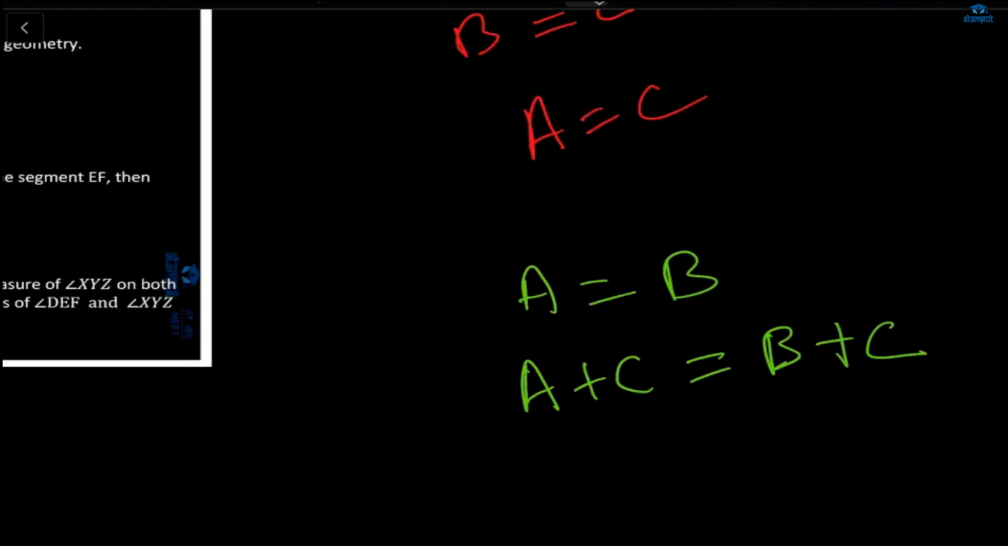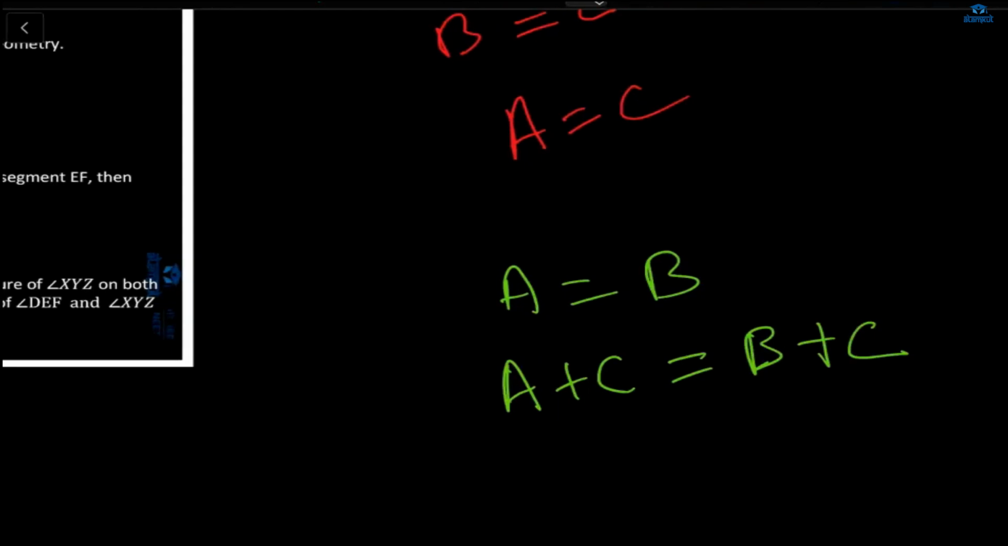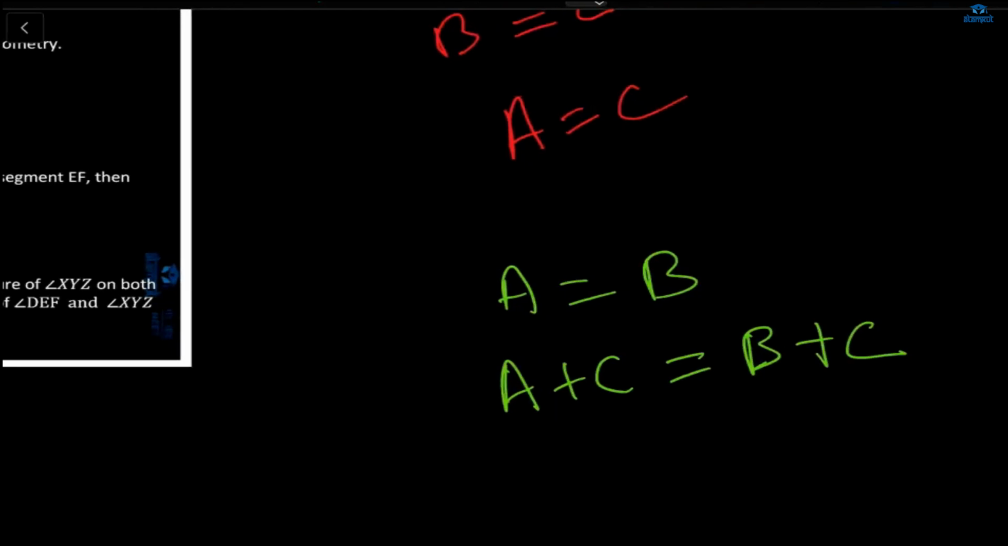Yes, ma'am. If you're adding C at one side, we need to add on the other side also. I am adding C on both the sides, and since C is already equal to C, A plus C will also be equal to B plus C, because whatever we are doing to one side, we need to do it to the other side also. Yes. But this is the axiom that Euclid gave.